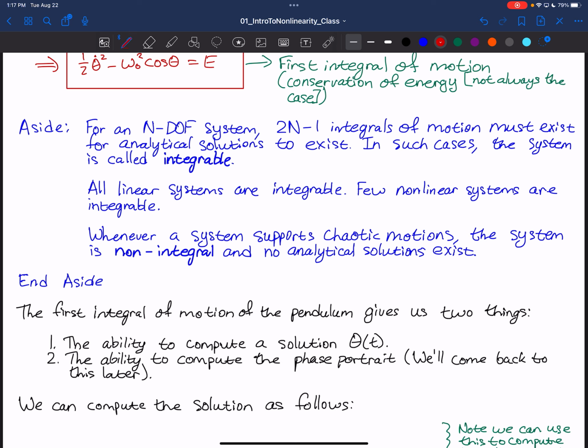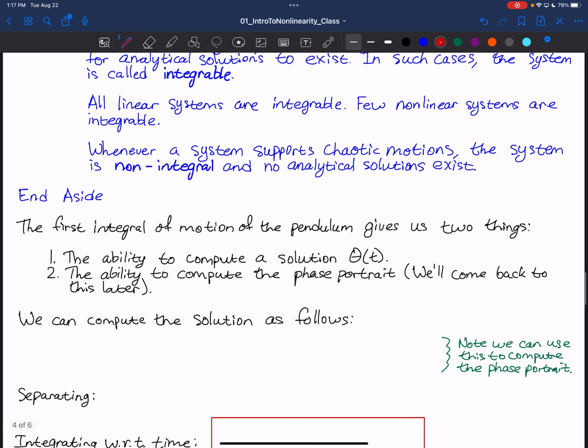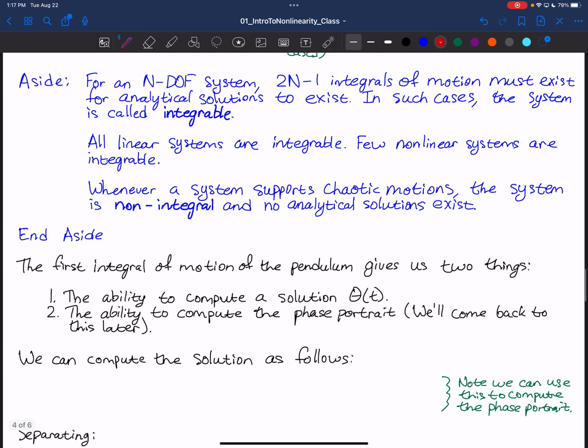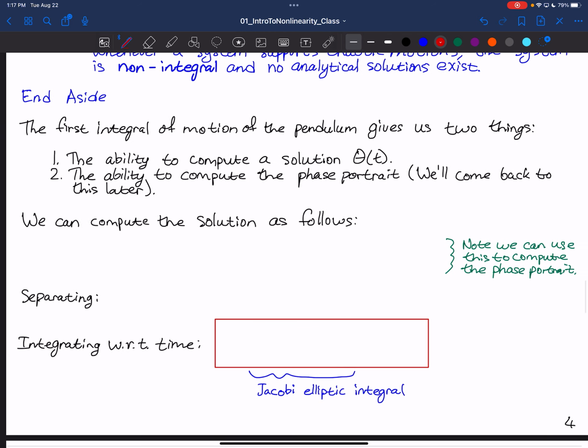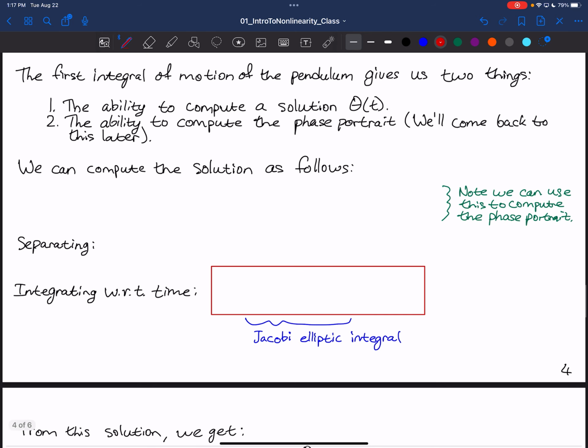Anyway, for our pendulum, it does have the right amount of integrals of motion, and it does have solutions actually. Okay, we'll come back and we'll see this pop up later on as well in the class. All right, so this first integral of motion gives us two things.